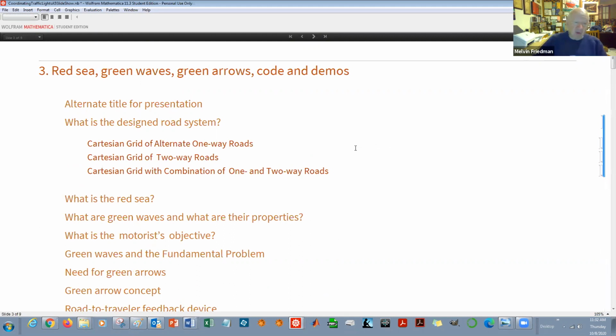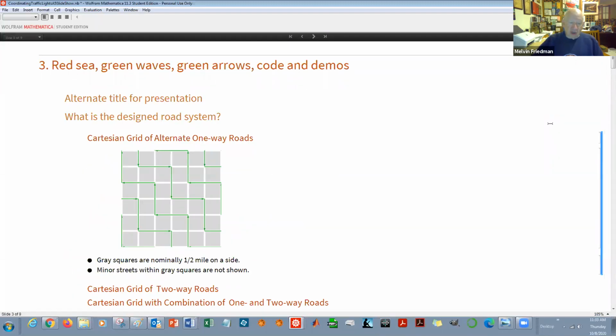There are 3 road systems that we're considering: a Cartesian grid of alternate one-way roads, a Cartesian grid of two-way roads, and a Cartesian grid with a combination of 1- and 2-way roads. You might not be familiar with what a grid of alternate one-way roads is, and that's illustrated in this figure. Here you see streets go alternately west, east, west, east, and they alternately go north, south, north, and south. So that's what we mean by a Cartesian grid of alternate one-way roads.